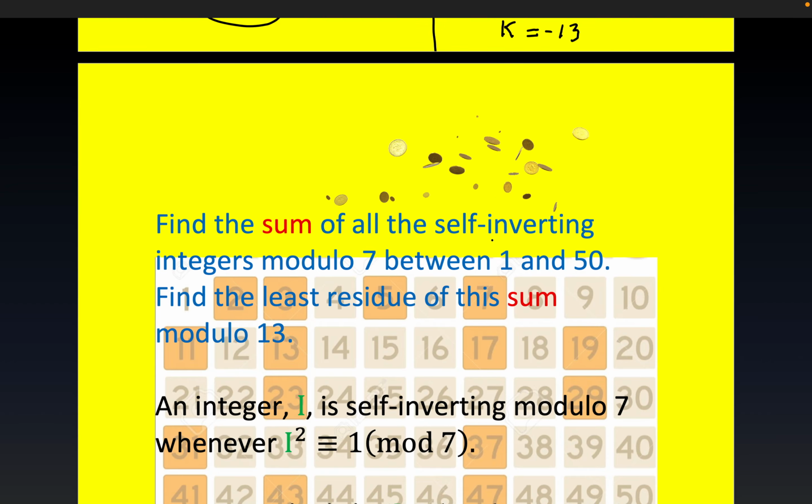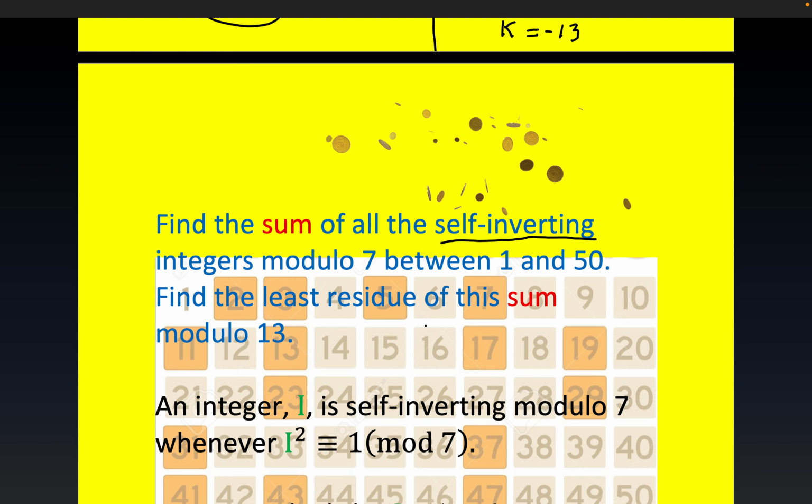Good day, everybody. A key term here you might not be familiar with is this notion of self-inverting. What this really means is the number is its own reciprocal in modular arithmetic. So we're looking for the sum of all self-inverting integers modulo 7 between 1 and 50, and we're supposed to find the least residue of this sum mod 13. So we're switching moduli. It's really not much of a problem. It's just checking to see if you understand the definitions.